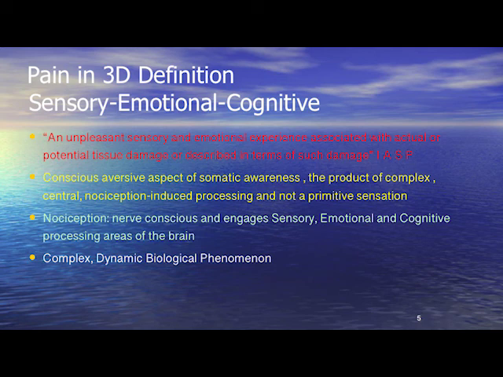And sociology, anthropology, and psychology came with a different aspect of pain beyond nociception. Nociception is the feeling of pain in the environment. It's not only the pain sensation, it's what the pain does to the whole milieu of the person. So nociception is a nerve-conscious and engaged sensory, emotional, and cognitive process in areas of the brain. All of this lies in the pain definition.